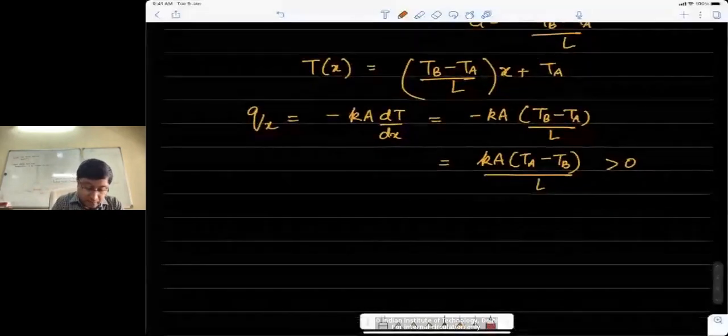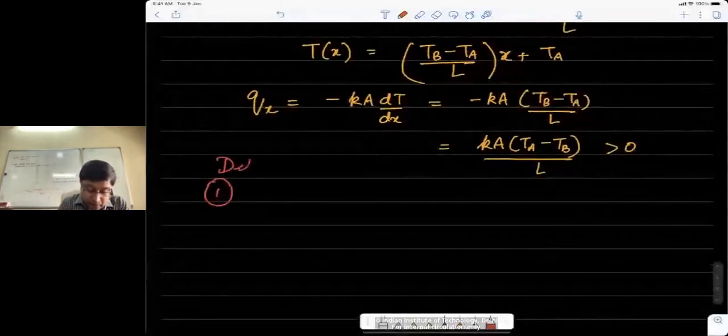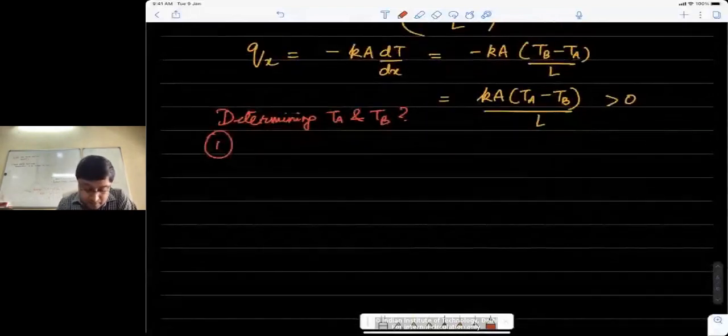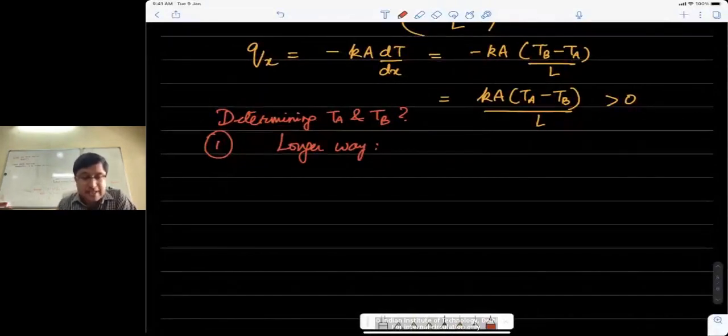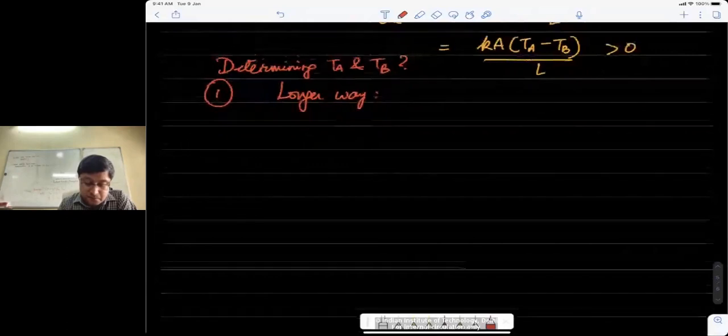So let me look at the first method, to determine Ta and Tb. So the longer way, actually it's not long. If somebody is not aware of some mathematical tricks, it can actually be done in one step, but I will just say it as a longer way, in case some of you try and use the more brute force approach, which is really long. If you figure out the trick, then it just takes hardly 10 seconds to do this.